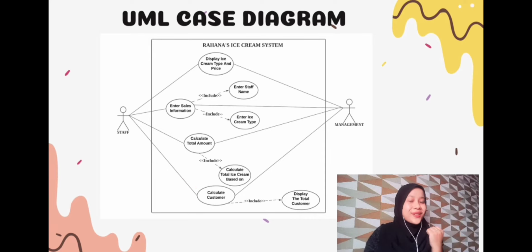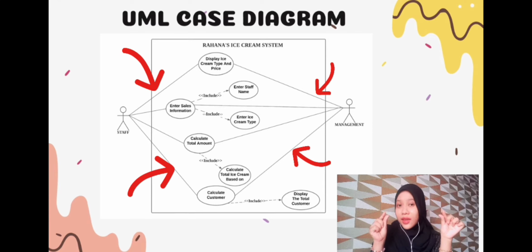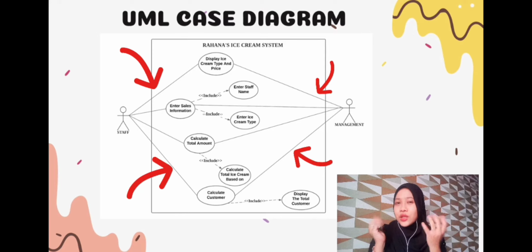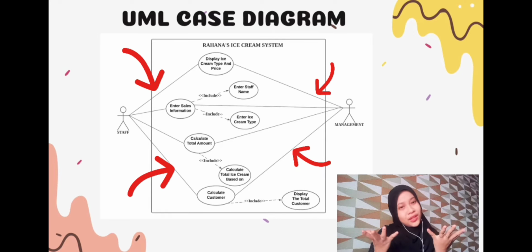Okay, next we are going to the relationship. For information, the solid line between the actor and the use case is to show that there is a relationship. So that means the actors, that is the staff and management, will interact with all of the use cases in this ice cream system.